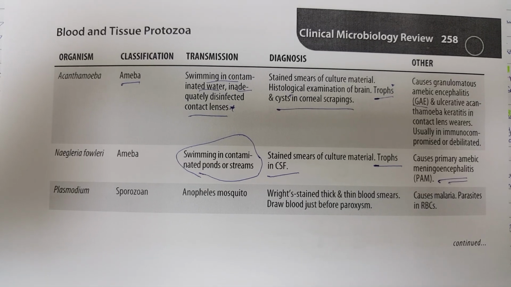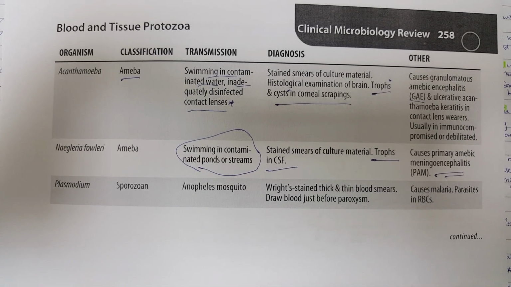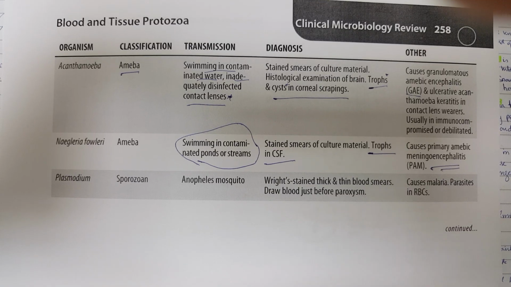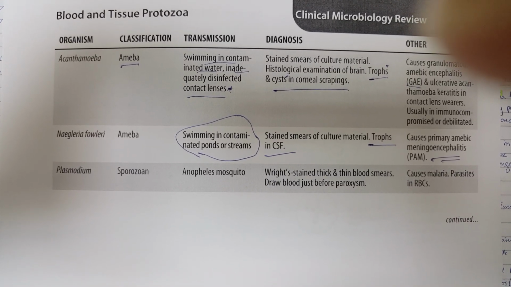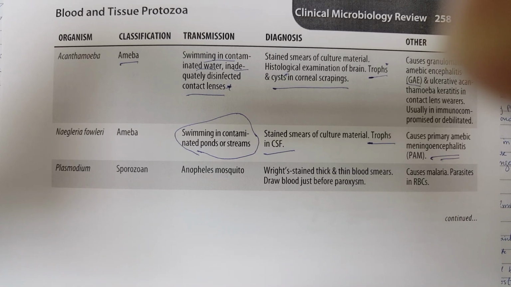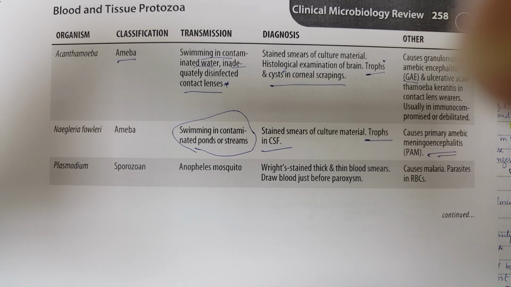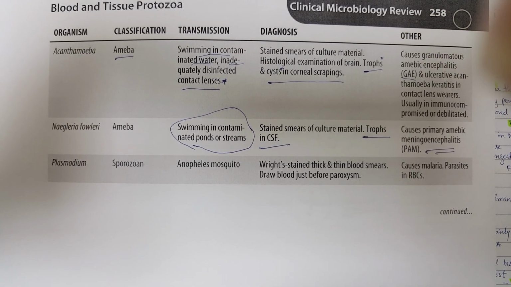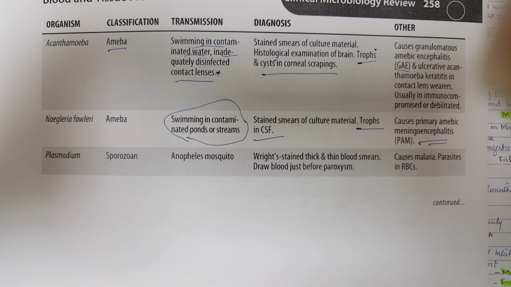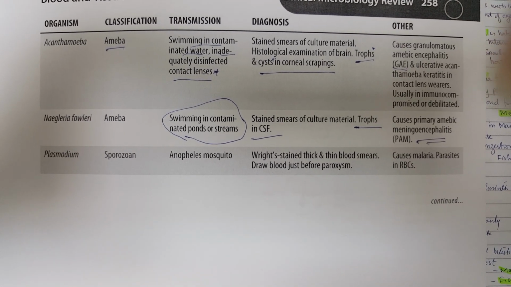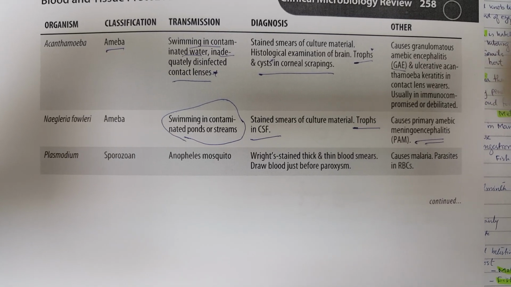Blood and tissue protozoans are very important in diagnostic parasitology. Acanthamoeba is an amoeba found in swimming water, contaminated water, inadequate disinfectant, and contact lenses. Diagnosis is by stained smear of the culture material, histological examination of the brain, and trophozoites and cysts in the corneal scraping.